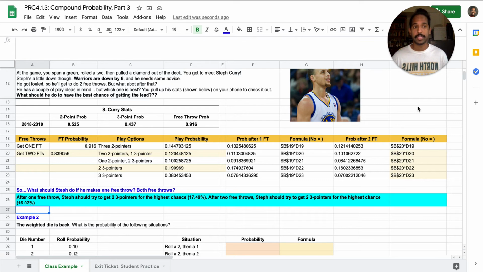free throws, try to get some threes. That's what you need to do. That's what you have the best chance of doing based on your track record. And this way, he'll be pleased, Warriors will win.